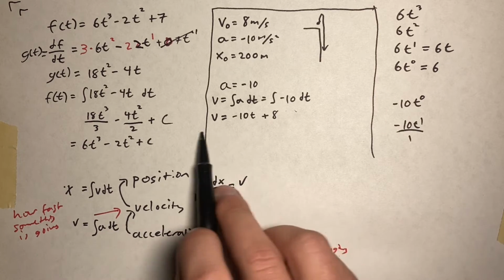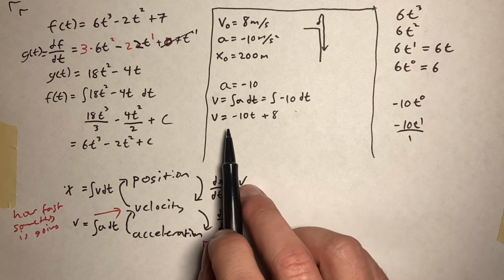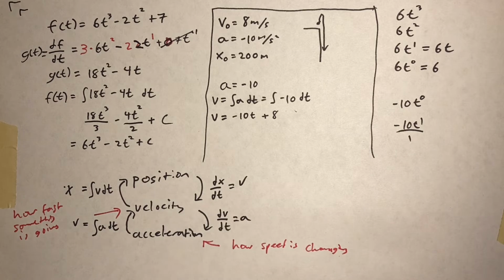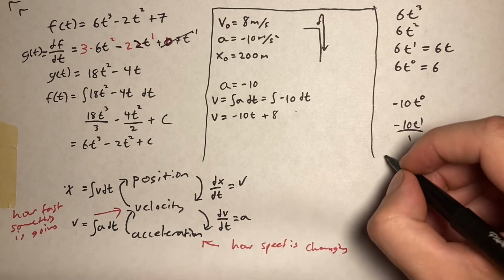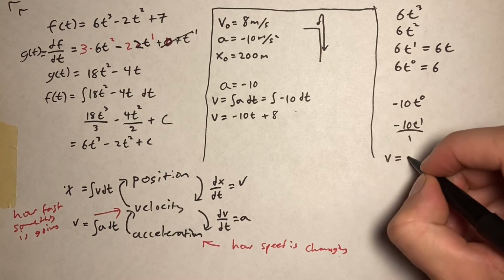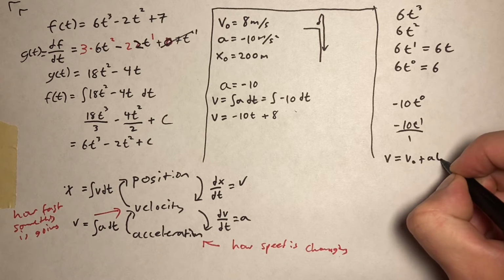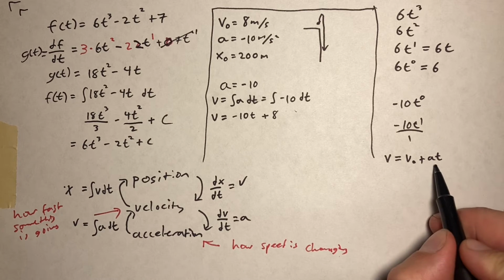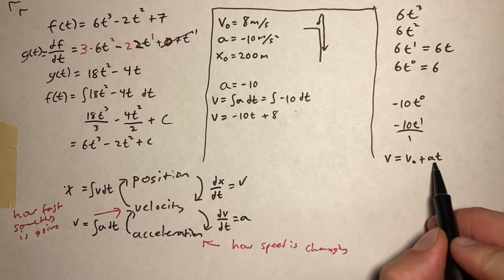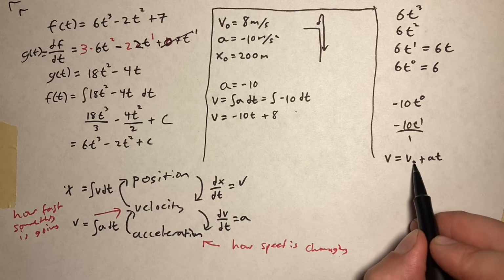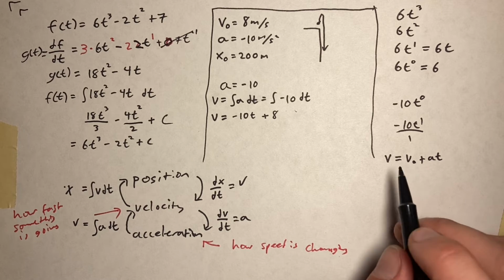You'll notice that this is the same form as our second kinematics equation, the one that says that our velocity is equal to our initial velocity plus acceleration times time. So if we integrate acceleration, that's automatically the form that we get. We get a times t plus whatever constant we had at the beginning of our problem.